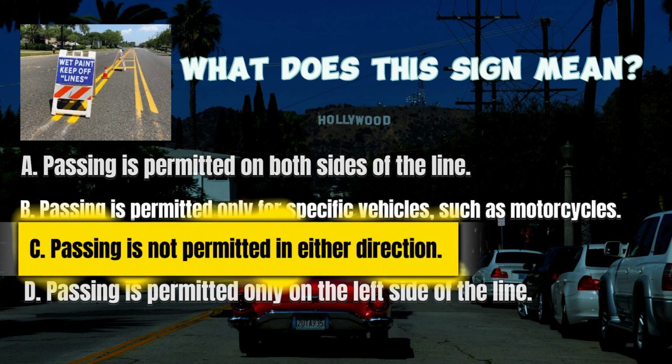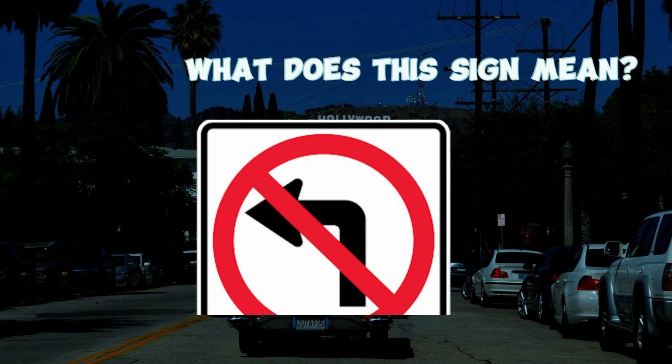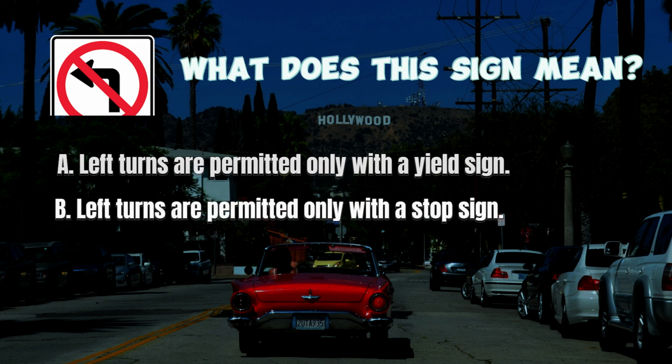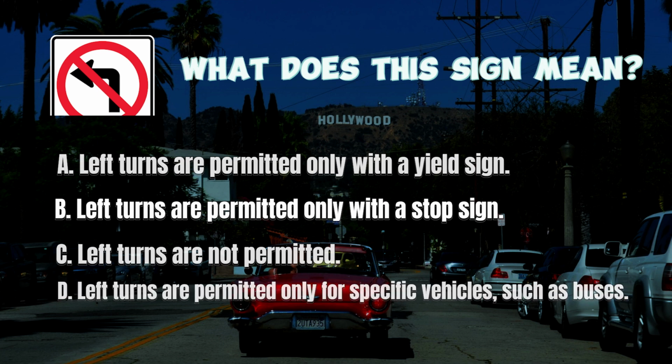Answer. C. Passing is not permitted in either direction. What does this sign mean? A. Left turns are permitted only with a yield sign. B. Left turns are permitted only with a stop sign. C. Left turns are not permitted. D. Left turns are permitted only for specific vehicles such as buses.